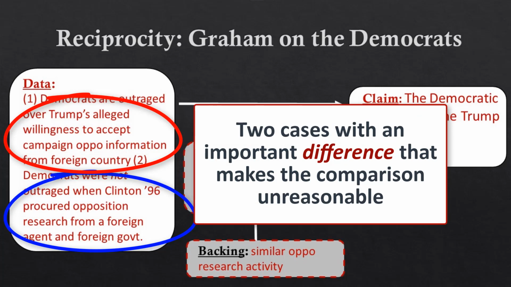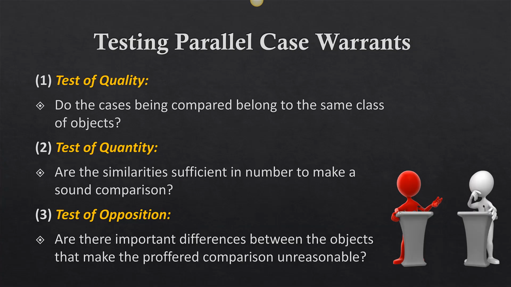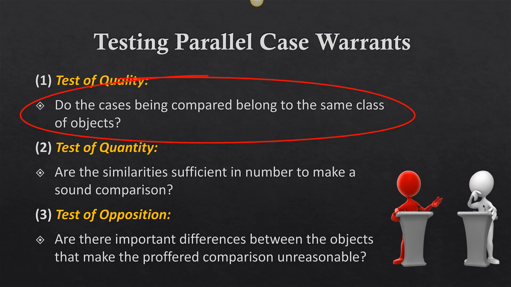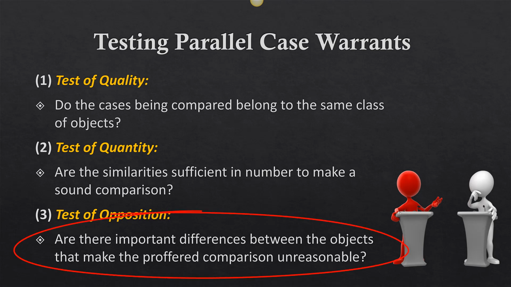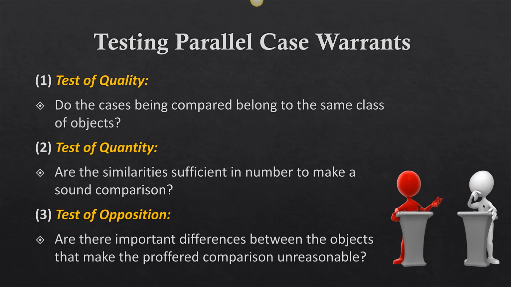And the contrast between those two examples is a helpful way to start wrapping up this video. Because as we think about parallel case reasoning, we want to remember that if we want to test the claim that what's happening in one case should also happen in another case, we need to test the quality. Do the cases being compared belong to the same class of objects? Secondly, we want to test the quantity. Are the similarities sufficient in number to make a sound comparison? And finally, we need to apply a test of opposition. Are there important differences between the objects that make the proffered comparison unreasonable? And that's parallel case warrants.